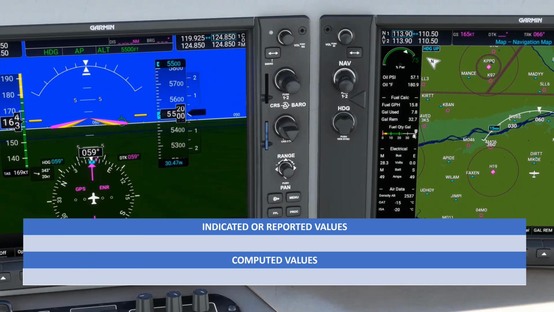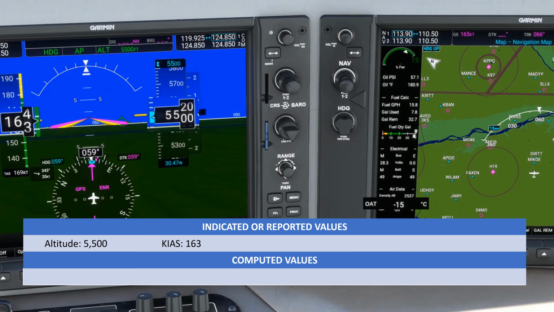The values we already have at our fingertips are our altitude of 5,500 feet, our indicated airspeed of 163 knots, the outside air temperature of -15 Celsius, the altimeter setting of 30.47, and a heading of 059 degrees. Again, these are all things we would know flying with a round dial cockpit too.